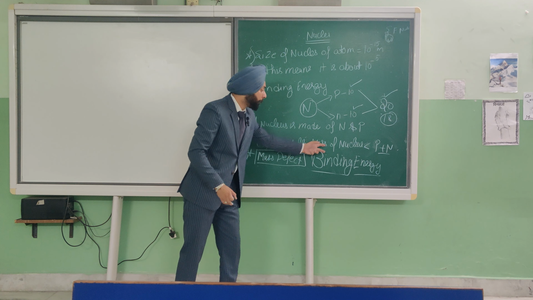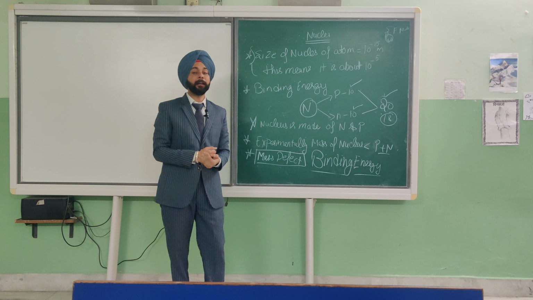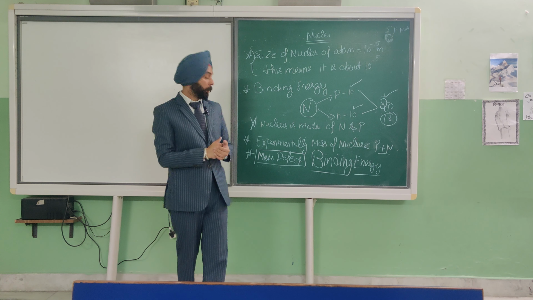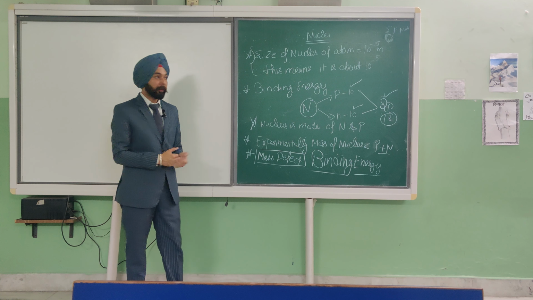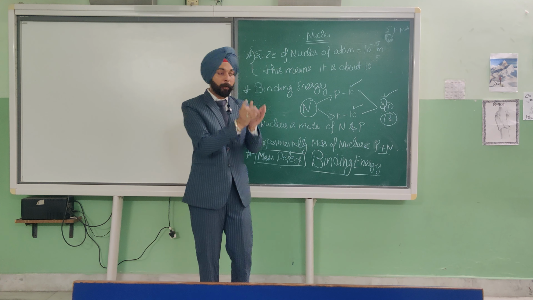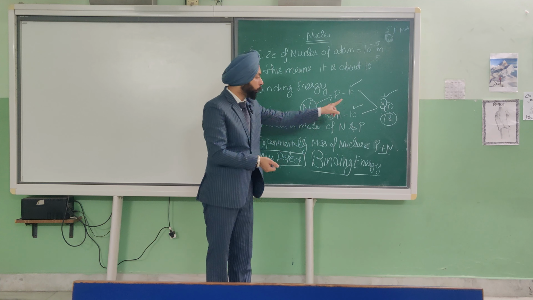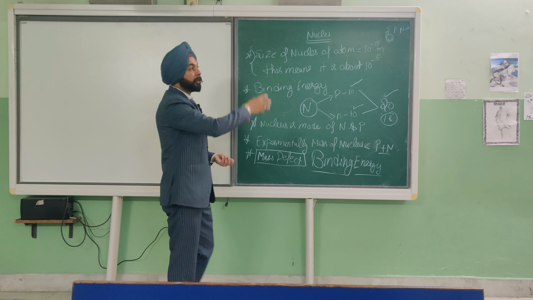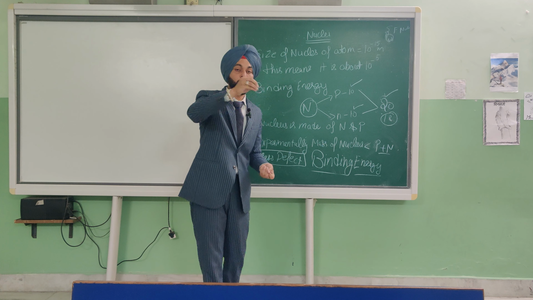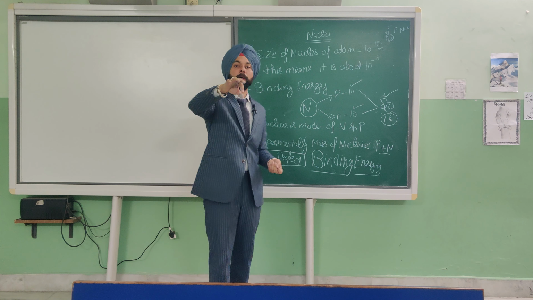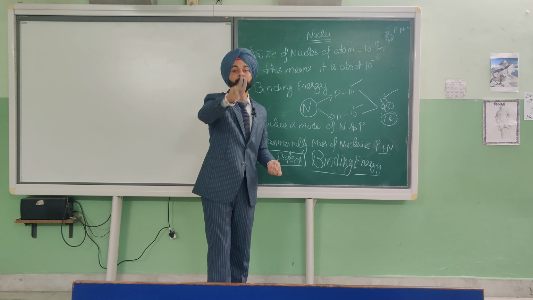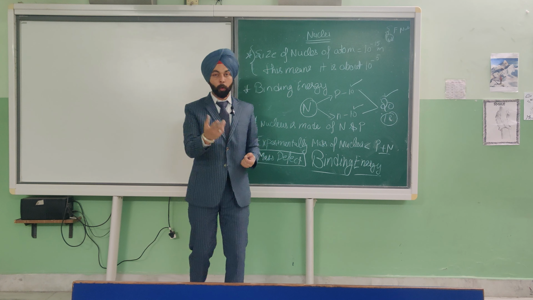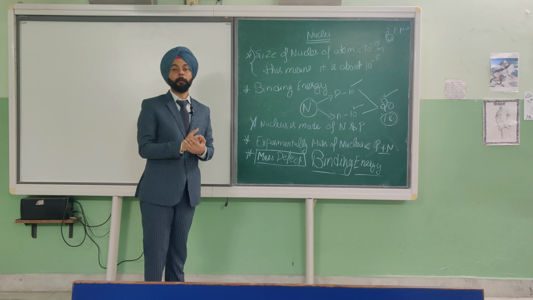Experimentally, the mass of a nucleus is always less than the sum of neutrons and protons. So 2 is the mass defect, the mass difference. This is the binding energy, meaning this difference is required to separate the nucleons from the nucleus. This concept is called binding energy. I hope you understand what the binding energy is.